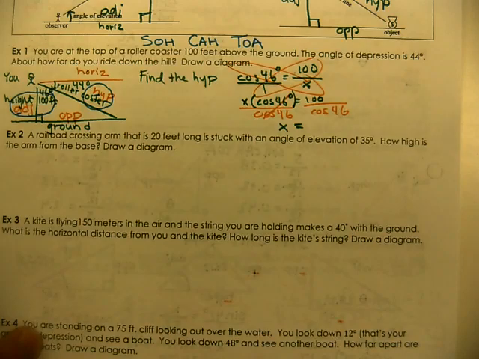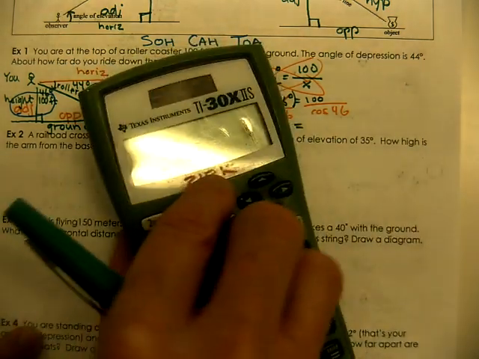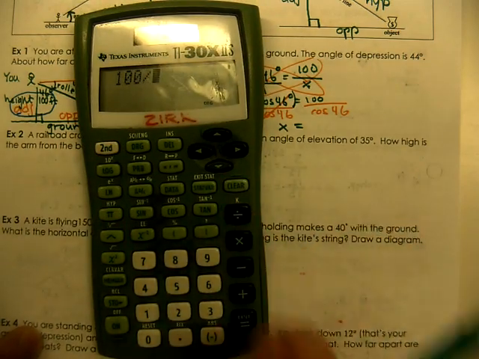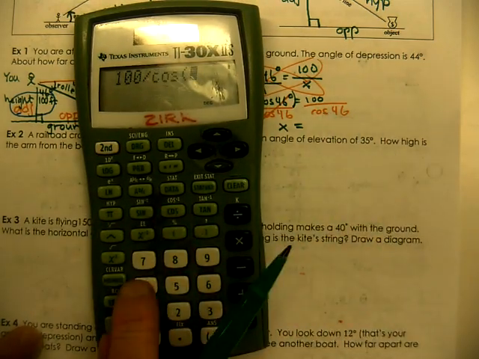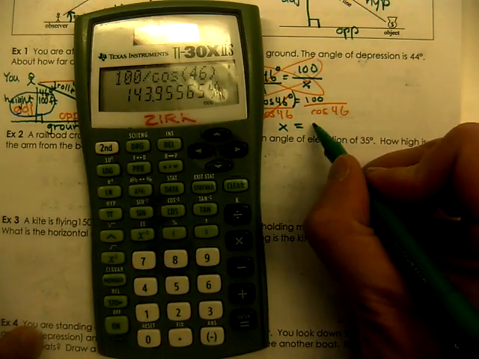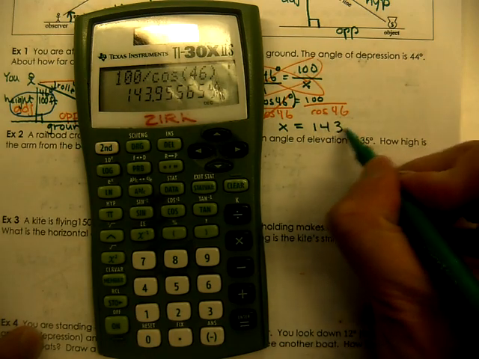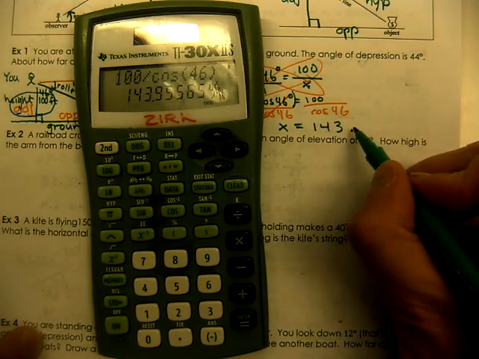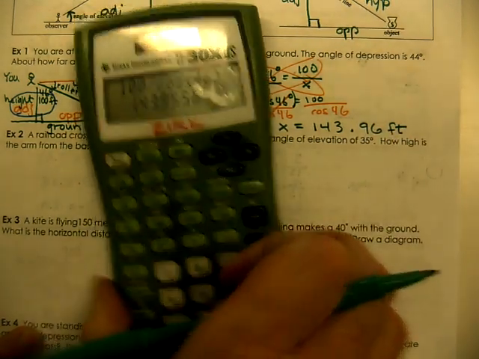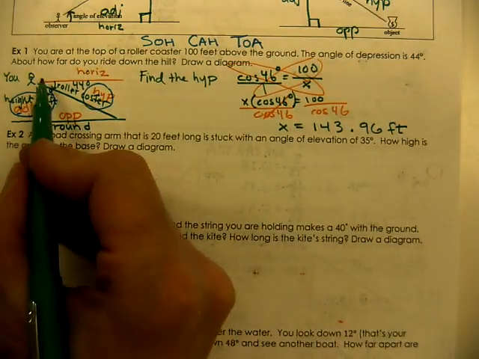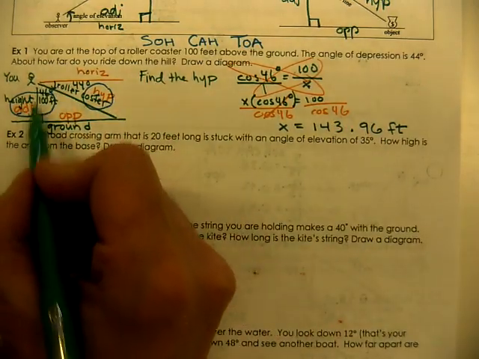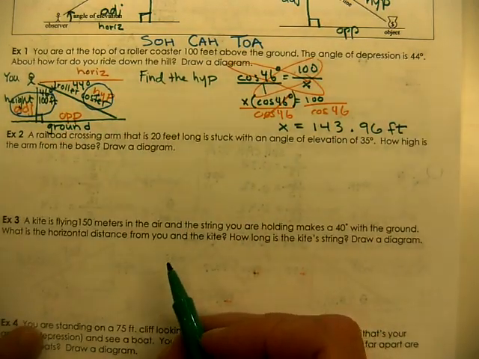That's what we're going to type into our calculator. And just remember, your calculator has to be in degree mode when you do this. So there's the 100 divided by, call it the cosine of 46. And that should give us our answer here. So in this case, I'm rounding to 2 decimal places. So it's about 143.96, and don't forget the units on these story problems. That'll be feet in this case. So we're saying that the hill is about 143, almost 144 feet when you are 100 feet in the air with that angle.